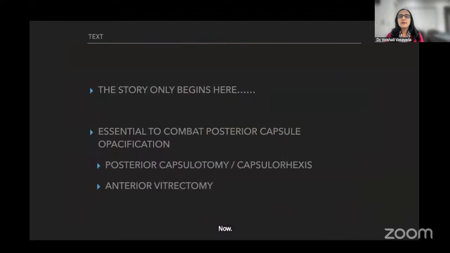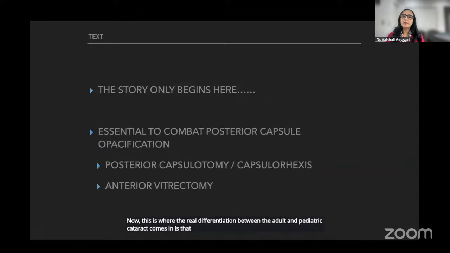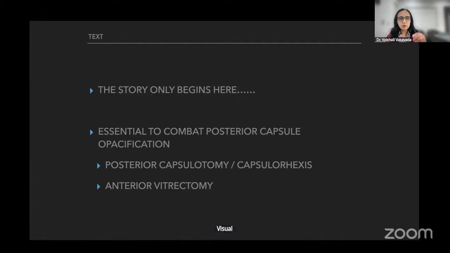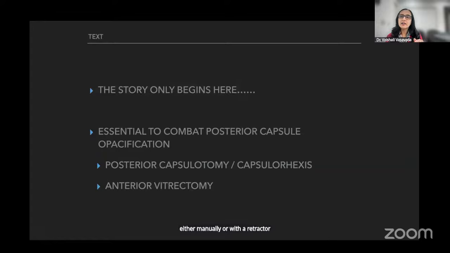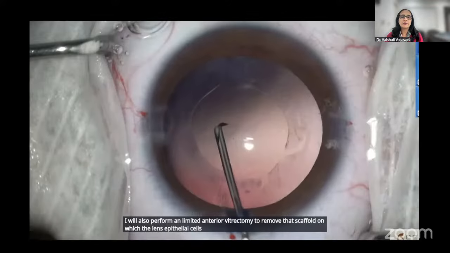Now, this is where the real differentiation between the adult and pediatric cataract comes in, is that you have to do something to reduce or delay the onset of visual axis obscuration or PCO. And the best thing is to perform a posterior capsulotomy, either manually or with a vitrector, in young children. So for me, anybody below the age of 5 years, I will also perform a limited anterior vitrectomy to remove that scaffold on which the lens epithelial cells can proliferate.